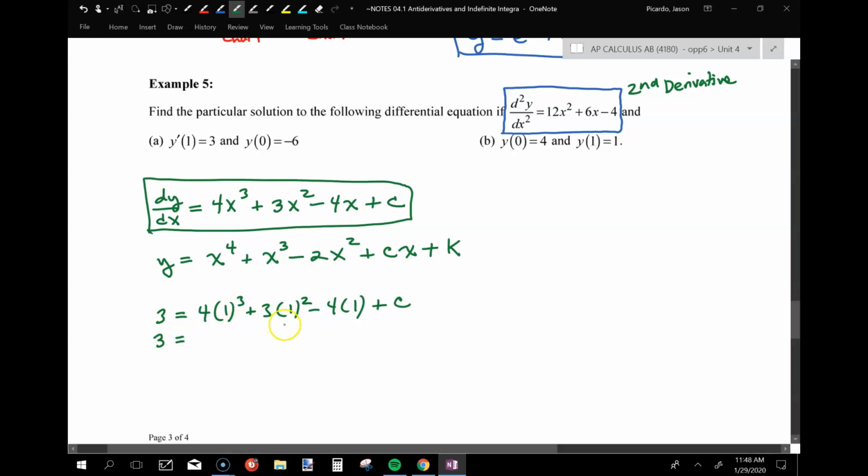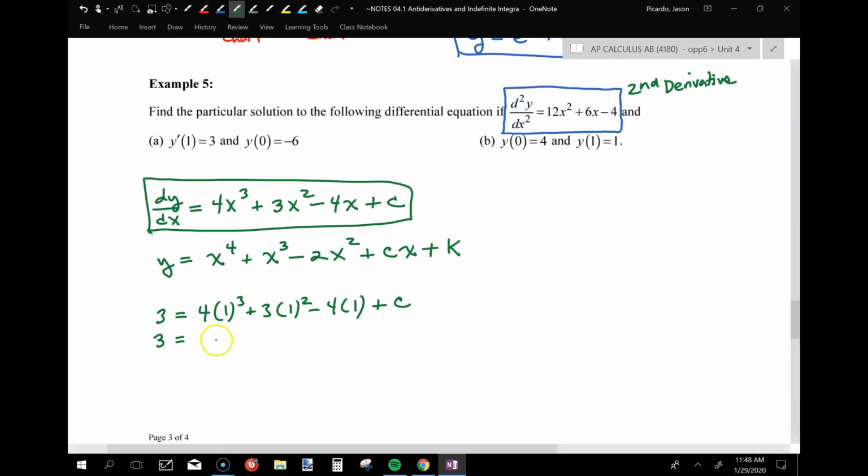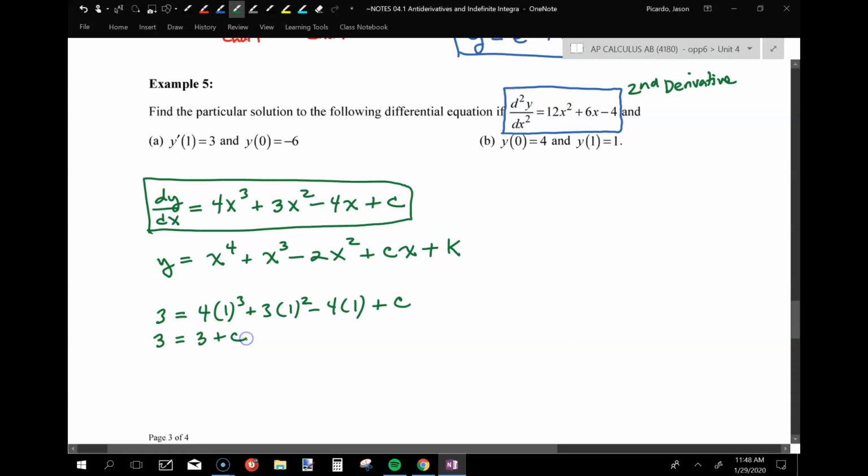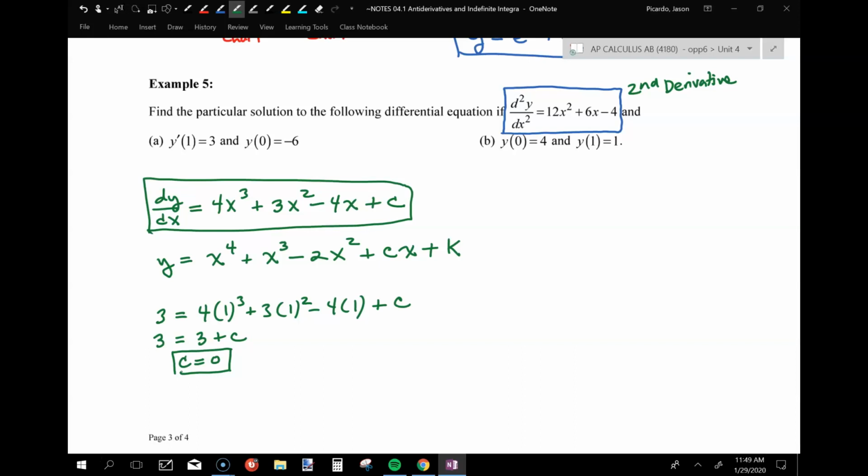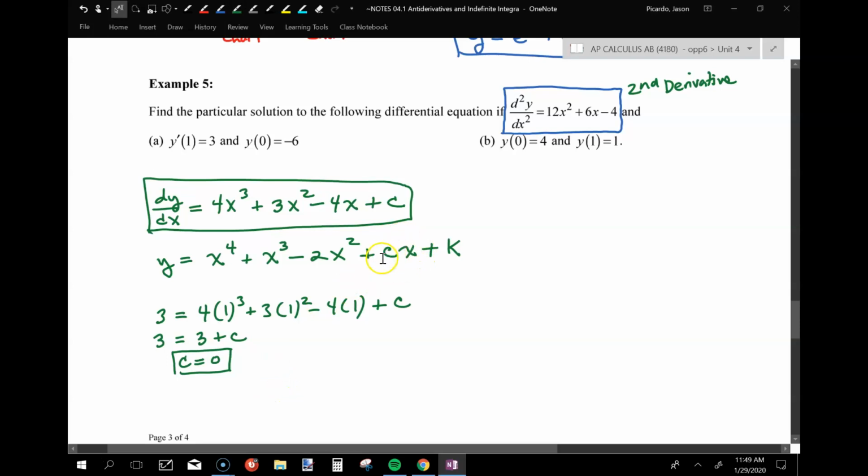All right, so what do we got? 4 plus 3 minus 4. That gives me 0. I'm sorry, that gives me 3 plus c, which means c equals 0. Okay. That's pretty telling, isn't it? That means that there's no what? This x term right here doesn't exist, right? That's not going to be there. All right. So we'll see how this next fact plays into it, right? This is for part A, by the way, okay?